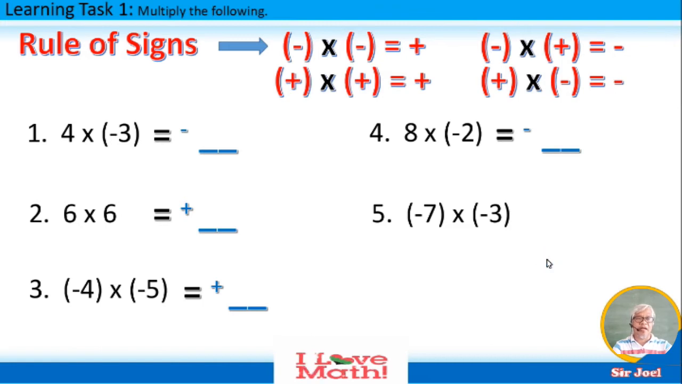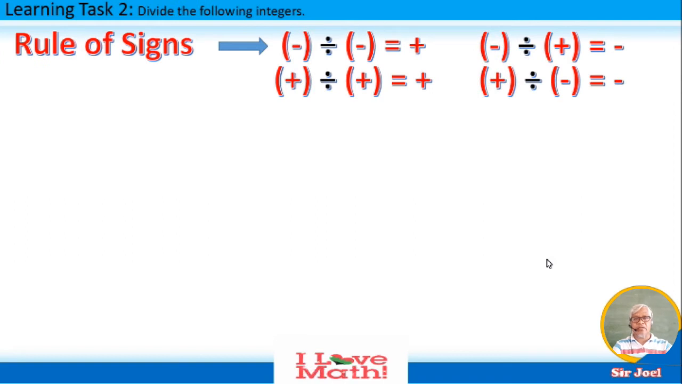Next, problem number 5. Negative 7 times negative 3. Again, observe the given signs. Negative 7, negative 3. So, both negative. And negative times negative is positive. So, expected, our answer here is positive. Positive what? Ano yung 7 times 3? Okay? Next.